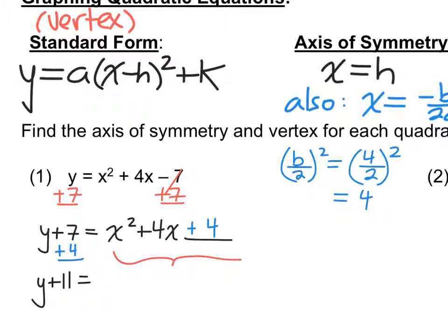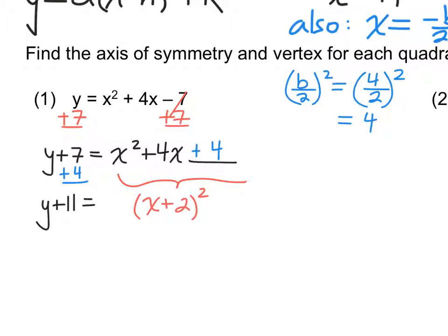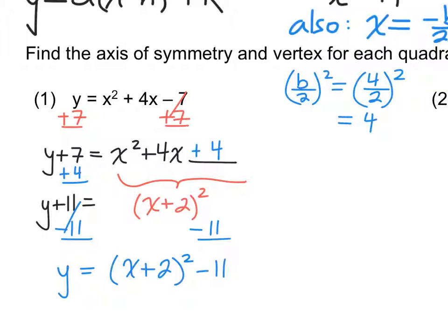The right-hand side is going to factor. What is it going to factor to? x plus 2 squared. So far it's very similar, except for the y, to the completing the square approach to solve for roots. Normally at this point we would take the square root, but if our goal is to write it in standard form, the only thing I have to do is get y by itself. Subtract the 11, and that's it. So y equals x plus 2 squared minus 11.